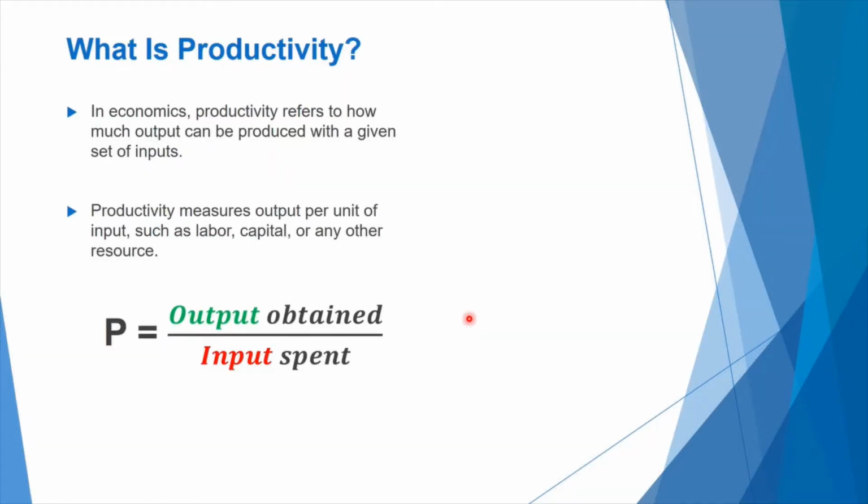What is productivity? In economics, productivity refers to how much output can be produced with a given set of inputs. In other words, productivity measures output per unit of input such as labor, capital, or any other resource. We have a formula here. Productivity is P equals output obtained over input spent.